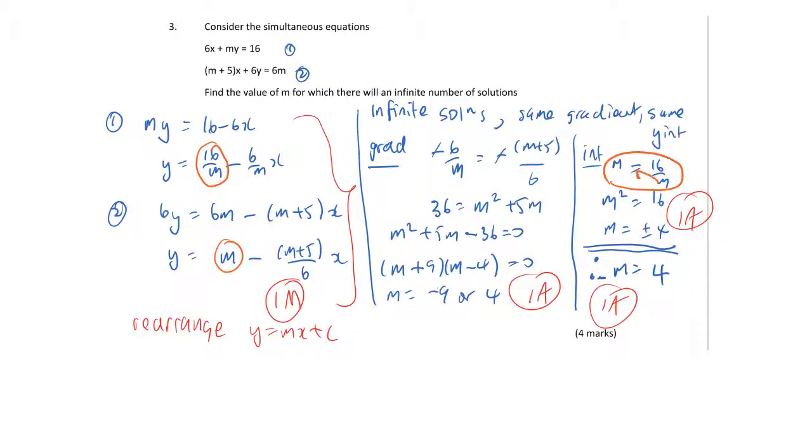Now we just multiply both sides by m, and we get m squared is equal to 16. Remember, however, that if you've got m squared equals 16 and you take the square root, you must take into account the plus and minus answer.